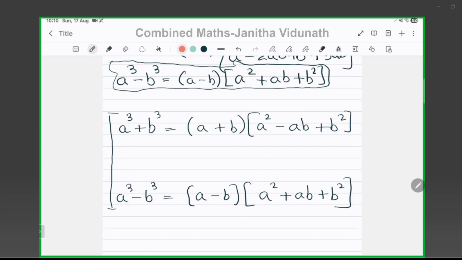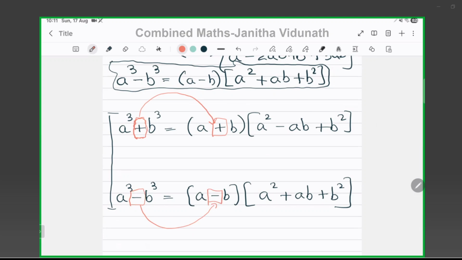Here the two cubic terms have a plus sign between them. Then we can see the first term in the factorization has the same plus sign. Between the terms in the first bracket we have the plus sign, and here in the second bracket we get a minus sign. Here in the first bracket we have the same sign.